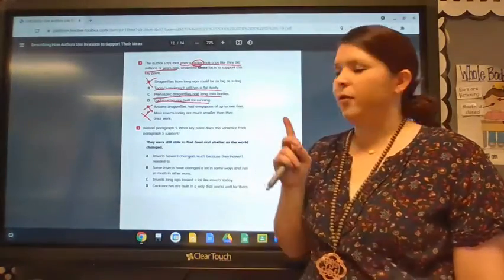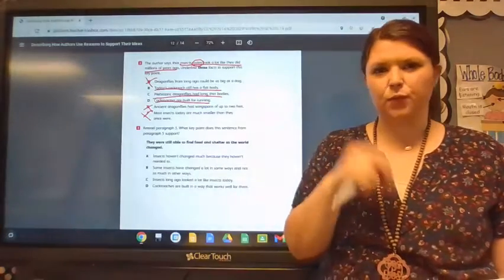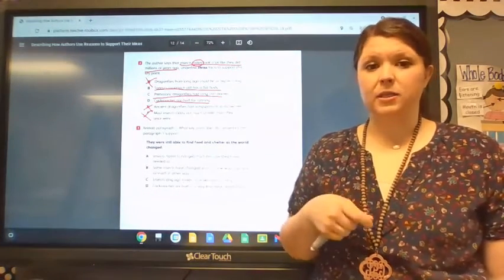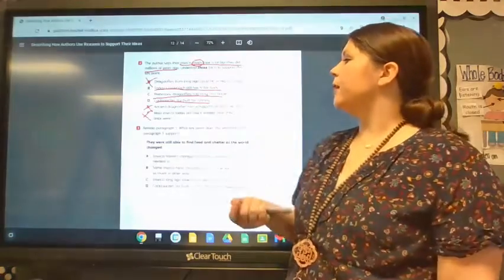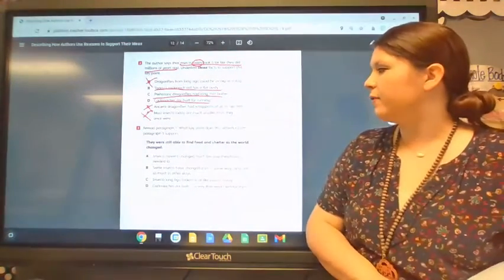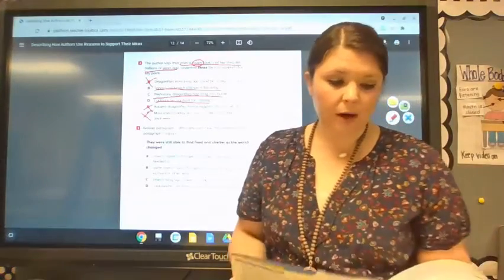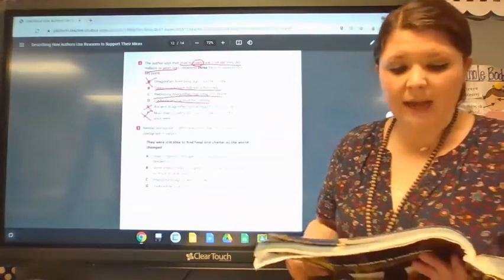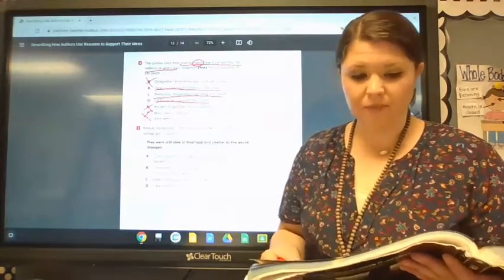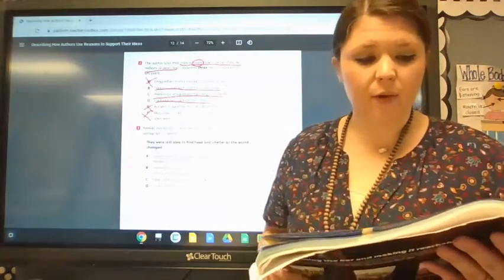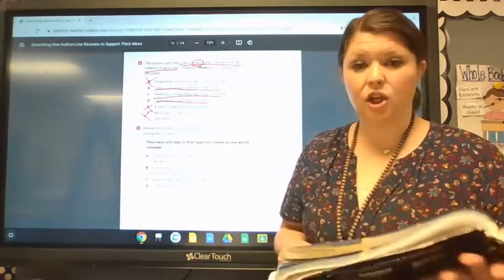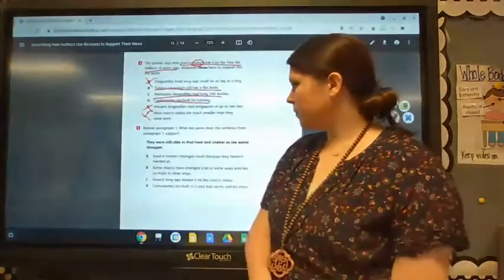Reread paragraph 5. Ooh, that has a prefix in it. What's the prefix in reread? Re, which means again. So we're going to read again. Reread paragraph 5. What key point does this sentence from paragraph number 5 support? So I'm going back to paragraph 5 and I'm going to reread. Scientists think that many insects have not changed much because they haven't needed to. They were still able to find food and shelter as the world changed. So they didn't need to change themselves.